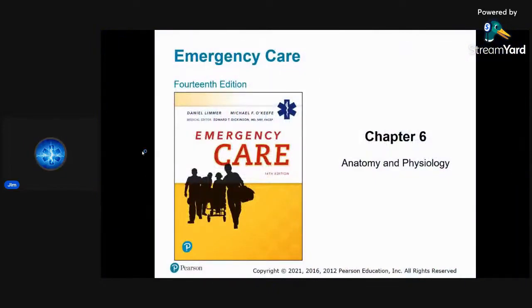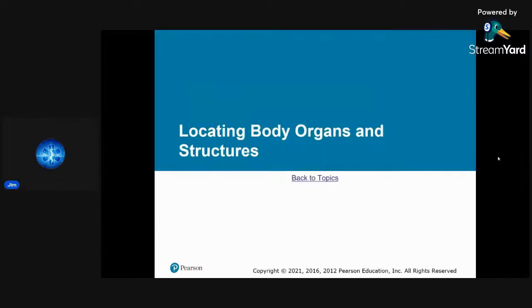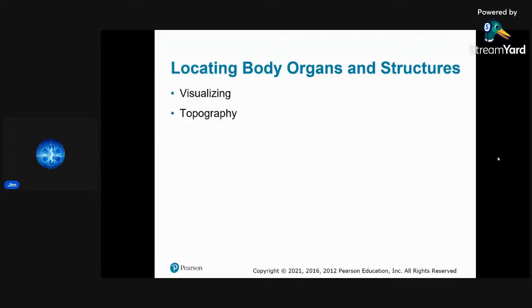Right. Like I said, Chapter 6, A and P. Topics, we're going to learn about body organs and structures and the body system. Locating body organs and structures. A couple ways we can locate organs: by visualization, seeing this, or topographic, by knowing where it's at, like a map.